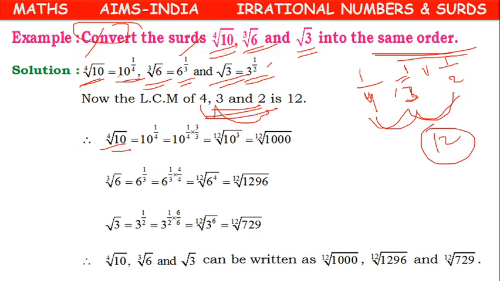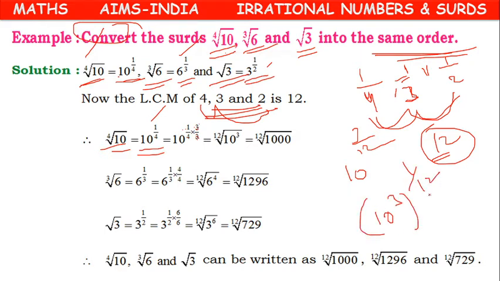So 4th root of 10 is 10 to the power of 1 by 4. To write 1 by 4 with denominator 12, we multiply by 3 by 3. 3 ones are 3, 4 threes are 12. So we can write 10 to the power of 3 by 12, which means 10 cubed whole to the power of 1 by 12. So it is the 12th root of 10 cubed, or the 12th root of 1000.